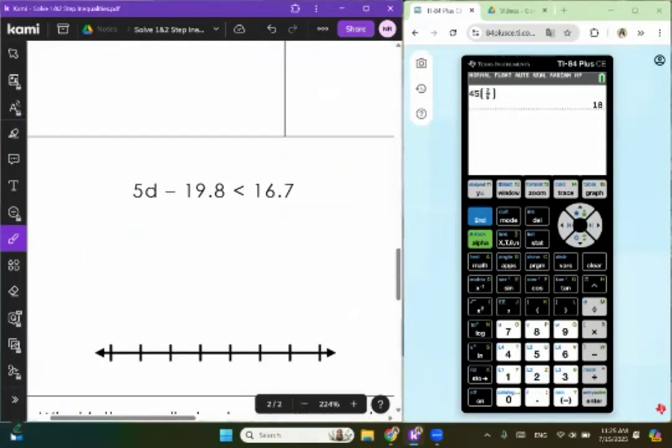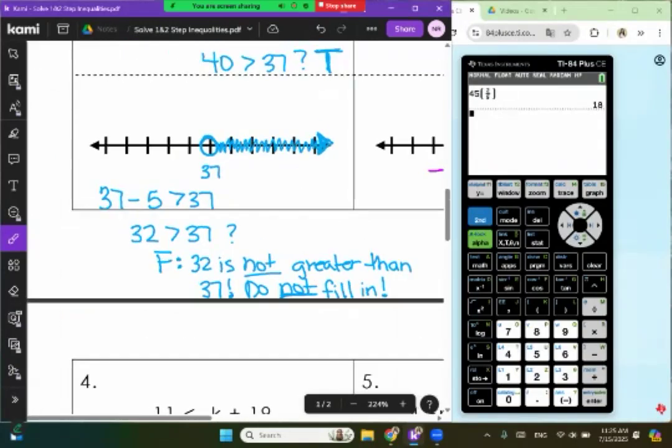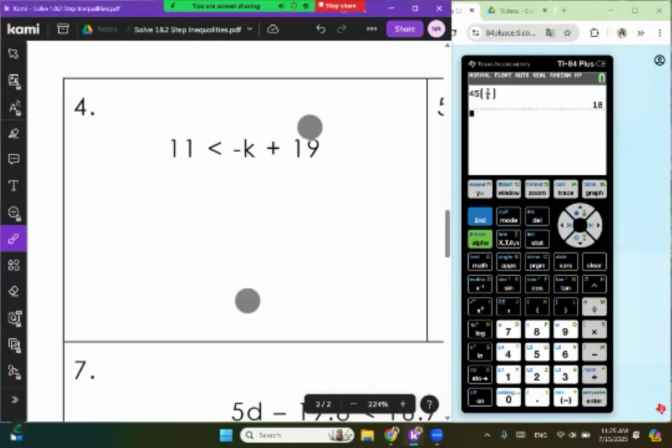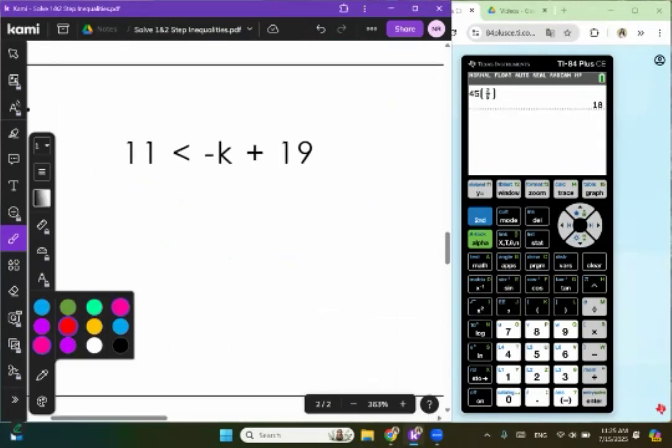I wish I could move this over more. Oh, I can. Cool. That way I can zoom in. There we go. That's a lot better, I think. Let's go with green, I guess.